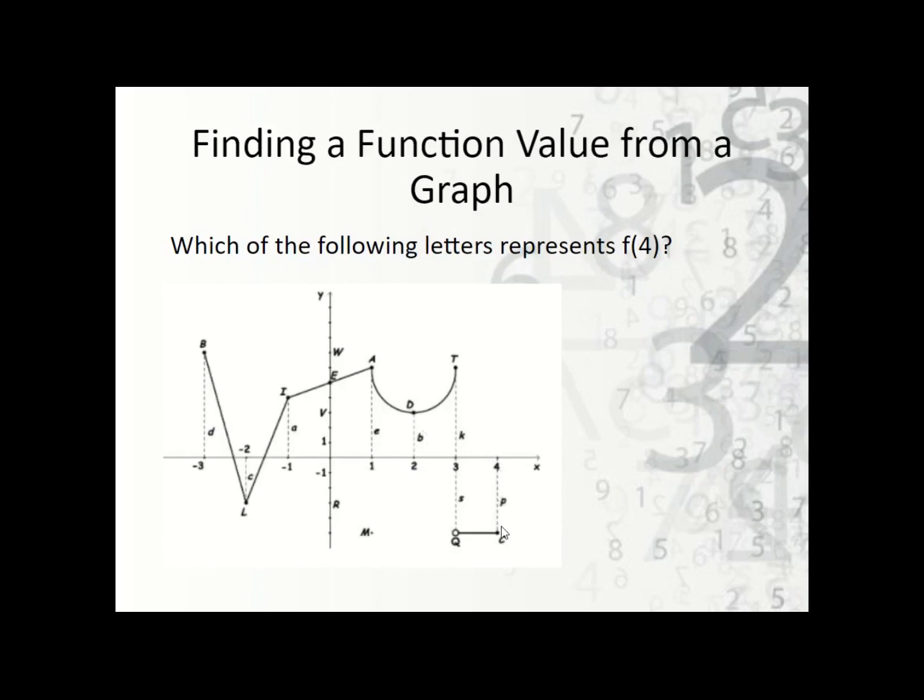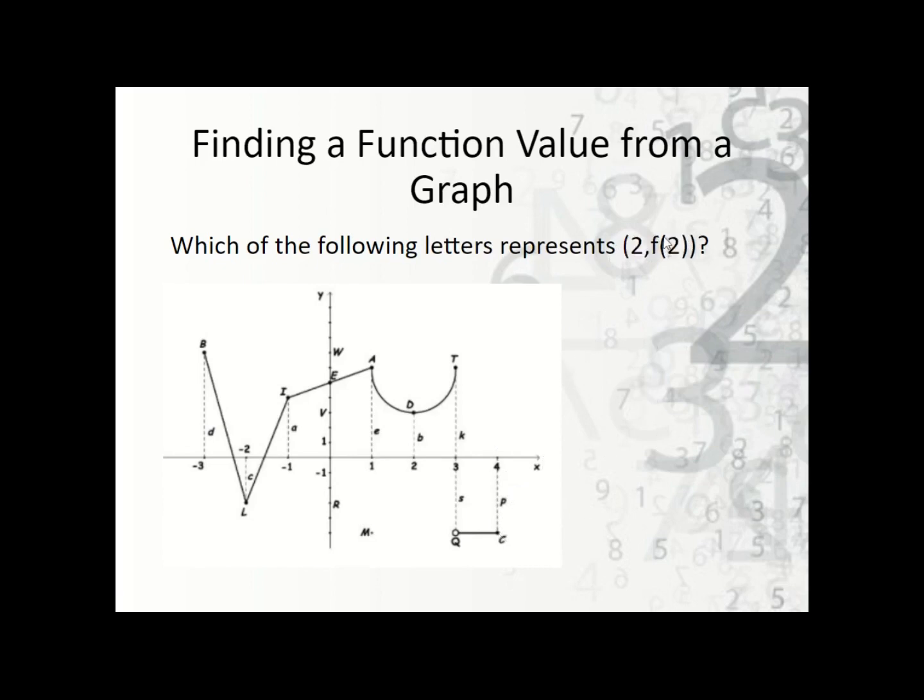So notice I have f of 4 is represented by this dotted line p here. So it's right there. And we would say then that p represents f of 4. Now, if it asks for the actual solution, then that would be c. So p is our answer in this one.